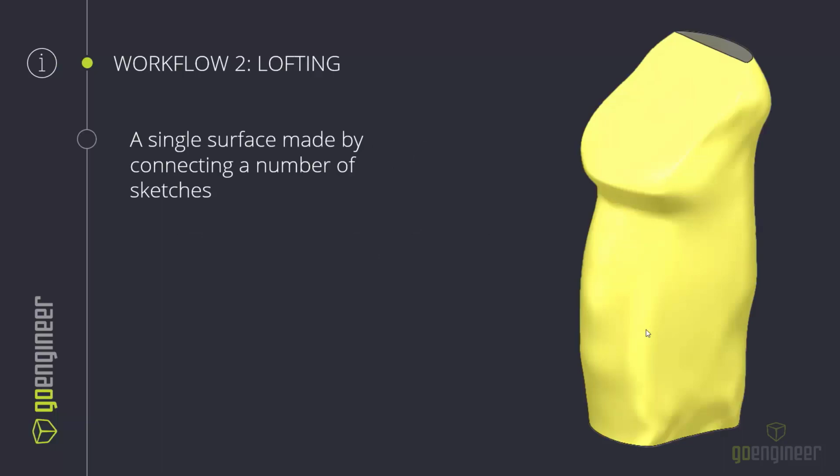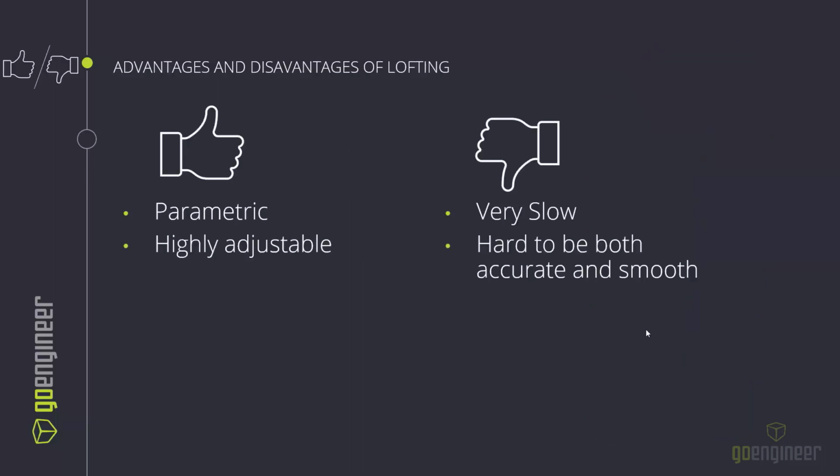So next we have lofting. Lofting is when you have, as you can see, just a single surface made by connecting a number of sketches. So we have a bunch of construction planes, sketches that are cross sections of the mesh on each of those planes, and then those are created with a loft. A loft feature is used to connect all of those sketches into one surface. Now, advantages are that this is very parametric. Everything about it can be driven by different measurements or equations. You can move planes around, you can tweak each individual section, and so it's very, very adjustable.